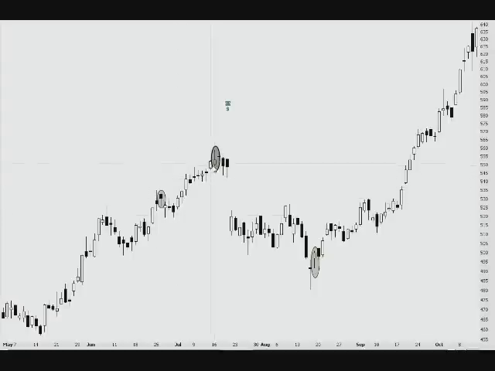You got a couple of possible almost hanging men. The bodies are probably a little bit bigger than they should be, but it's definitely a signal. If I saw these 4 candles in a row, I'd be going, this move's petering out. I'm going to play it. And sure enough, boom, we'd be dropping down.